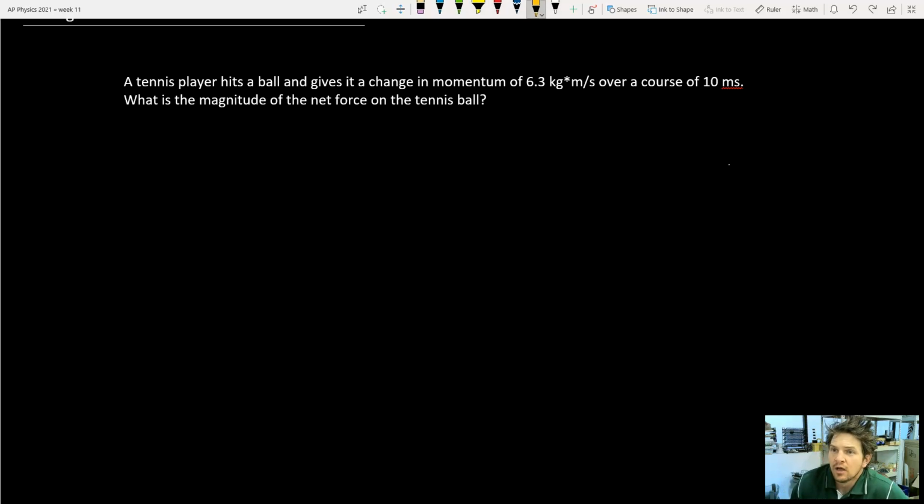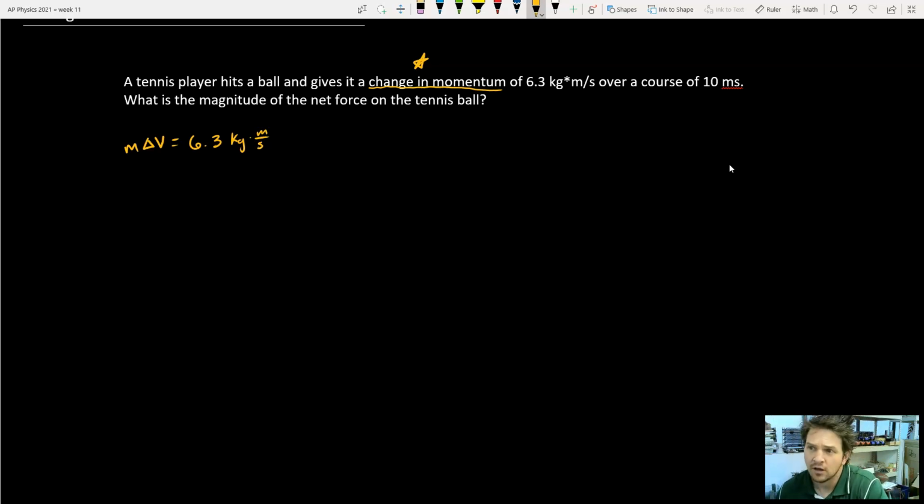All right, and here we have a problem. A tennis player hits a ball and gives it a change in momentum. So change in momentum right there, that's an important phrase, right? Change in momentum of 6.3 kilogram meters per second. So I'm going to write that down, change in momentum. Remember, we always write it like that. That's our term that means change in momentum. And that's 6.3 kilogram meters per second. Sadly, there's no better unit for that.